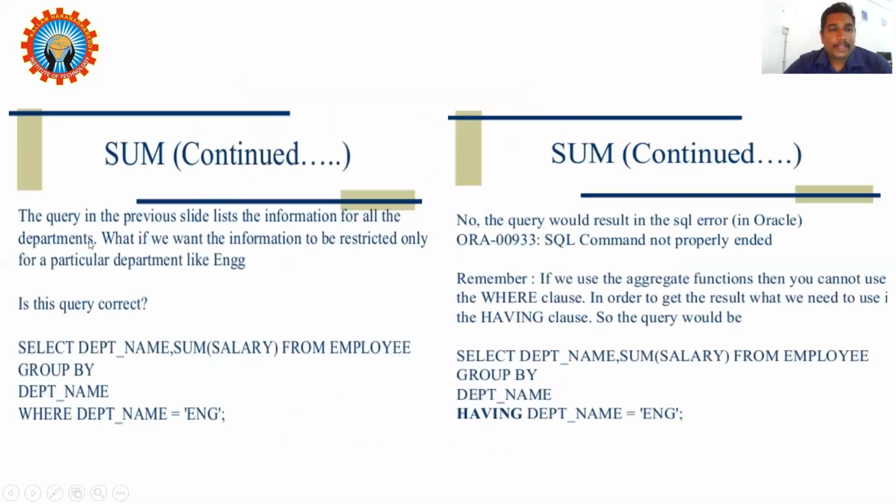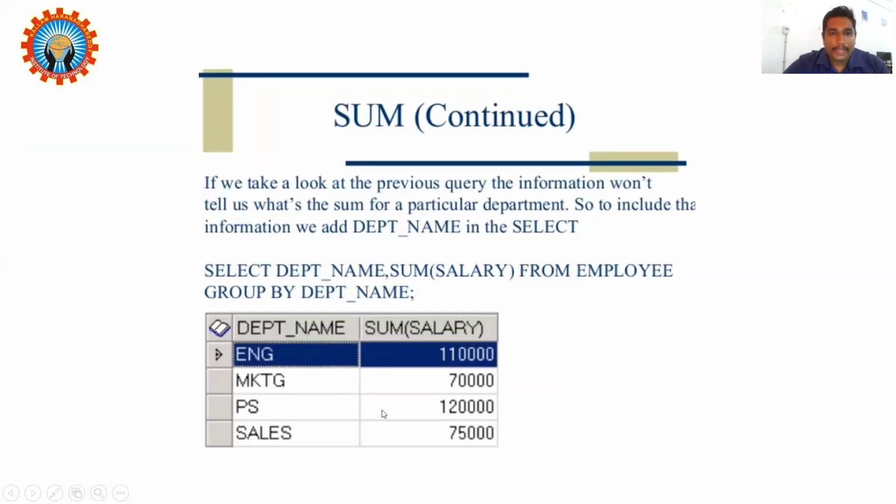The query in the previous slide lists the information for all the departments. What if we want the information restricted only to a particular department, like English? Here, if you just give the department name, it gives all the values. If I want only the English department, you give the group by with English, so that it gives only the English.